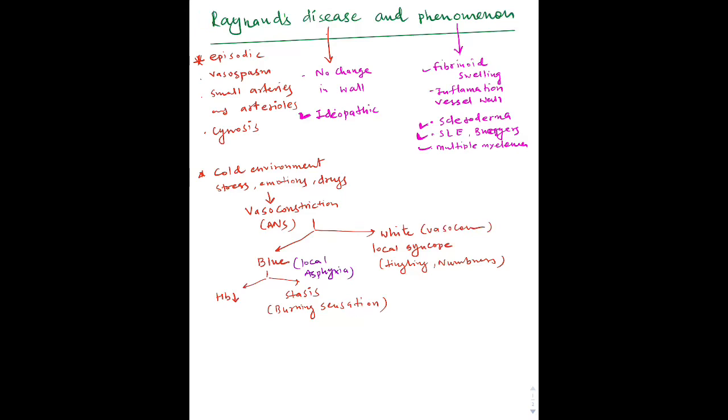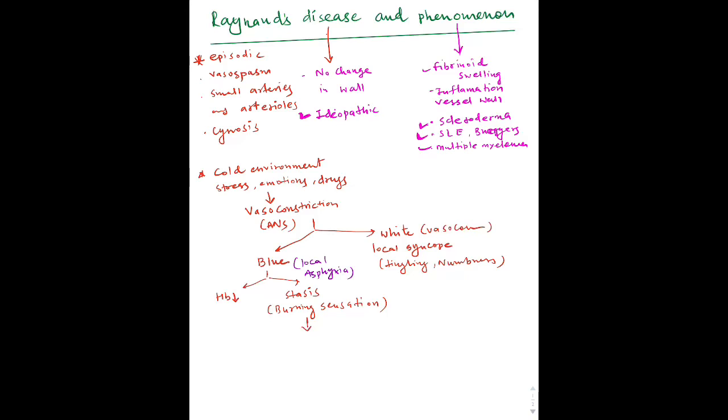Now there is a burning sensation and bluish area on the fingers due to this vasoconstriction. Now here there is a differentiating point, like how we can differentiate Raynaud disease and Raynaud's phenomenon. So guys, I already said to you that in the disease there will be no change in the vessel wall, whereas in the phenomenon there will be some changes in the vessel wall.